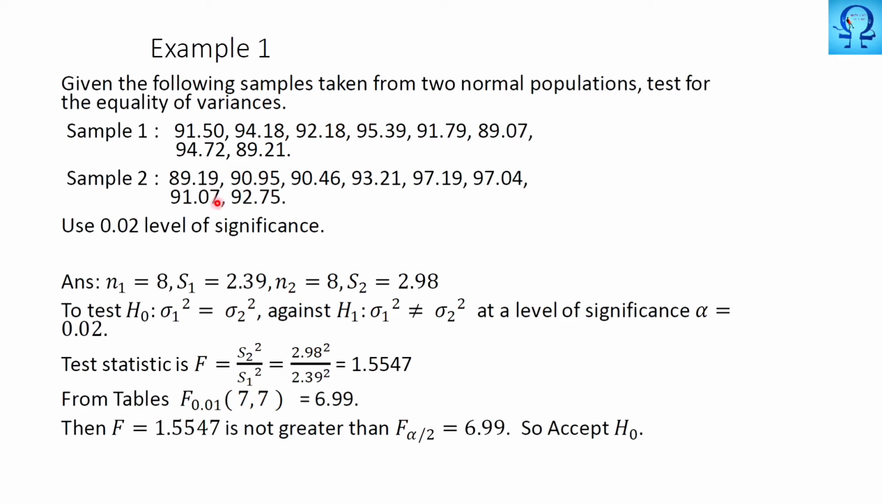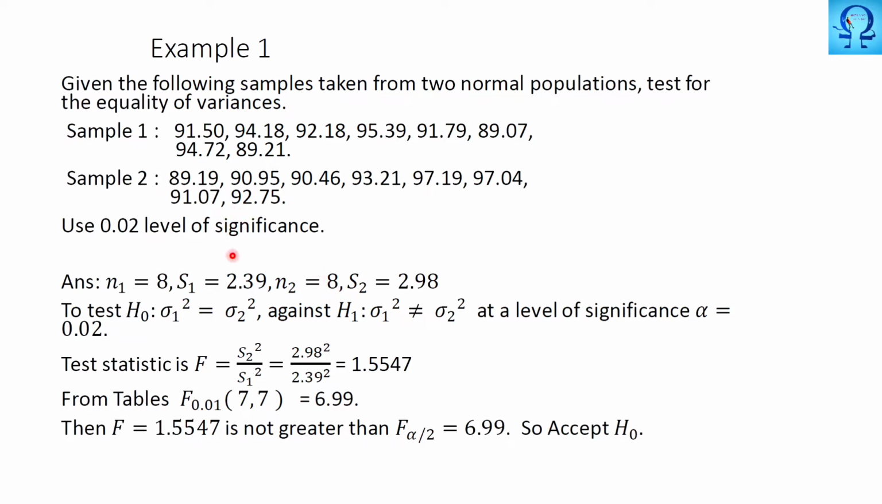Moving further, we have a problem. Given the following samples taken from two normal populations, test for the equality of variances. If you count, in sample 1 we have 8 values, and in sample 2 as well we have 8 values, and the level of significance given is 0.02. We are just asked to test for the equality of variances, so the alternate hypothesis is not specified. We take the alternate hypothesis as sigma 1 square not equal to sigma 2 square at the level of significance 0.02, and n1 and n2 are 8.